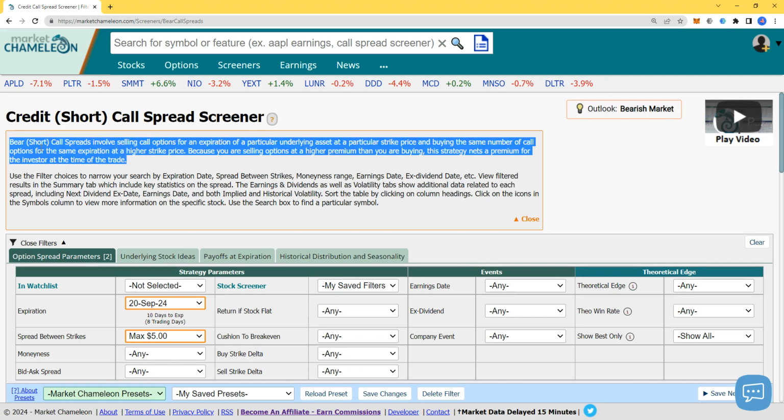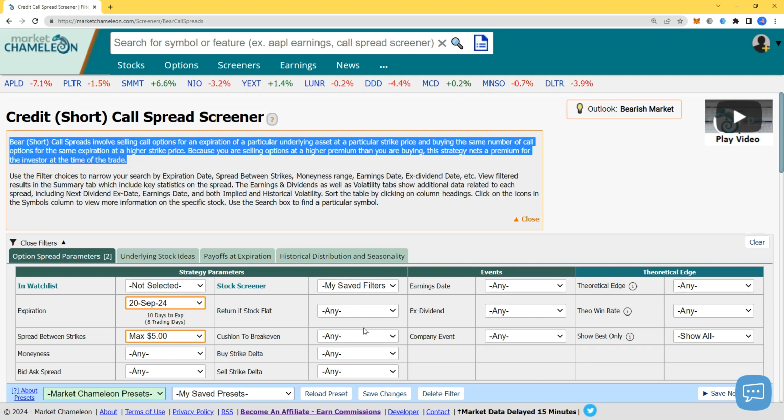So let's see here. Bear call spread, short, this is the title. A call spread involves selling call options for an expiration for a particular underlying asset, a particular strike, and buying the same number of call options, same expiration, at a higher strike. Because you're selling options with a higher premium than the ones you're buying, the strategy nets a premium to the investor.